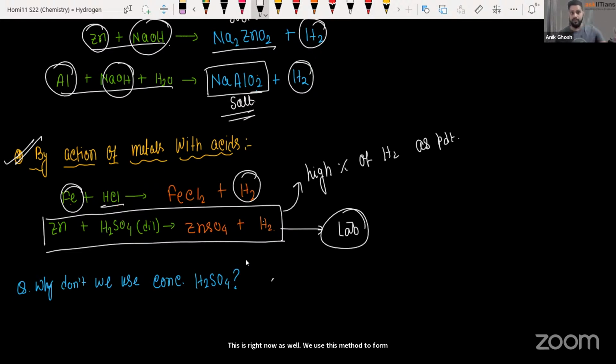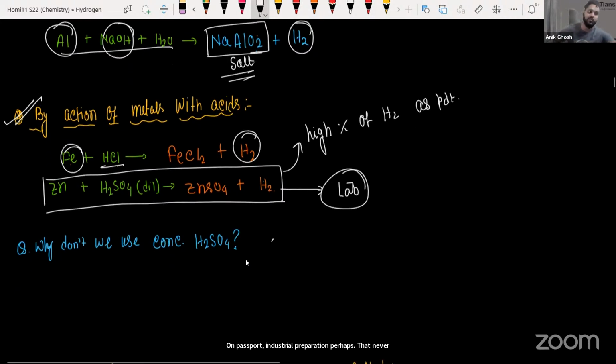I'm mentioning these things, guys, because they have never really asked before, but they might ask this question: which of the following methods is the best for laboratory preparation of hydrogen, or best for industrial preparation of hydrogen? They've never given this question before, but if they did, you should know this as well, right? We have to be ready for every single situation.